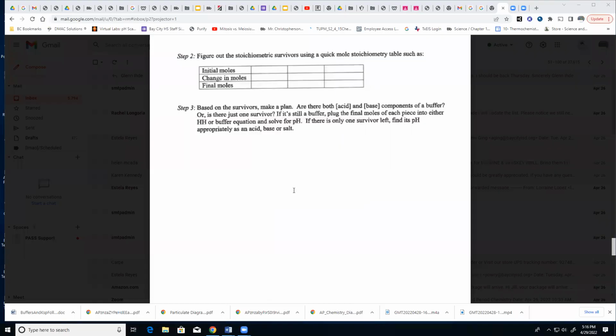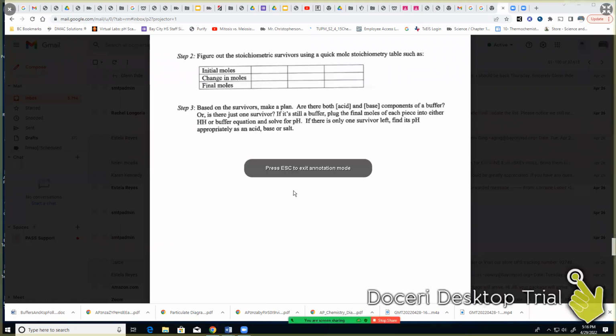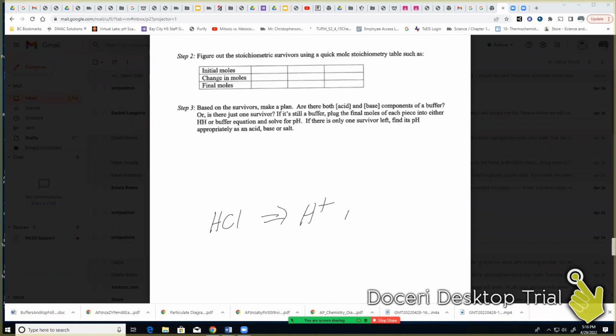All right, and not going through another problem, but I did just want to say, both of these happened to be bases. Let's say that if we would have done a strong acid instead, that would have been my invader, my hydrogen ion. Your invader always becomes a reactant in your problem.